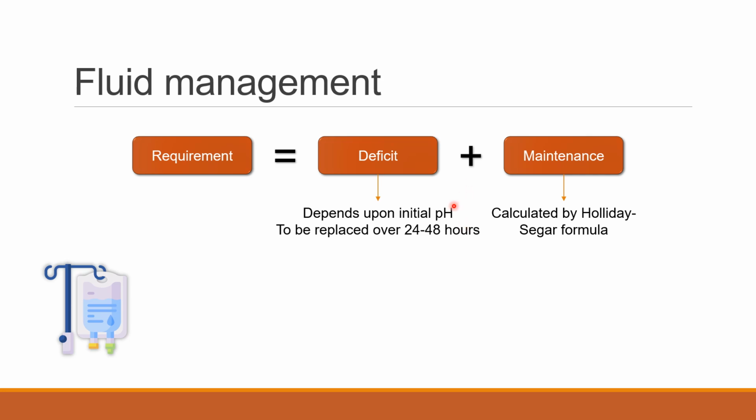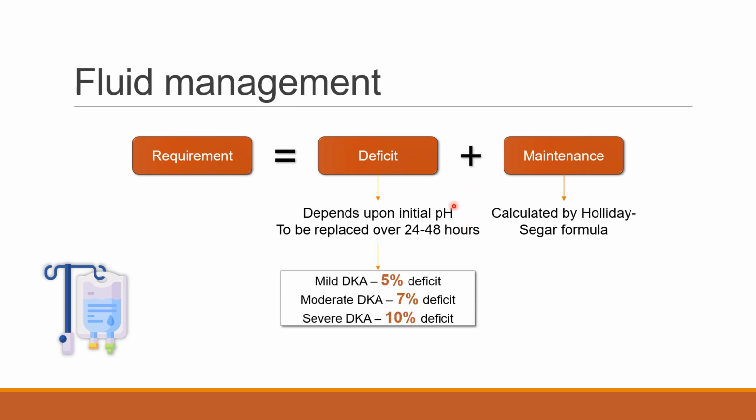So how much is the initial pH? The initial pH is useful in classifying the patient as mild, moderate and severe DKA. So mild DKA was from pH 7.2 to 7.29, moderate DKA was from 7.1 to 7.19 and severe DKA was less than 7.1. So accordingly, if the patient has mild DKA, we have to assume there is 5% fluid deficit. If the patient has moderate DKA, we have to assume that there is 7% fluid deficit, and if the patient has severe DKA, we have to assume that there is 10% fluid deficit.